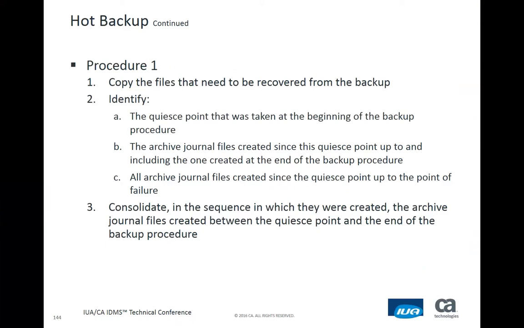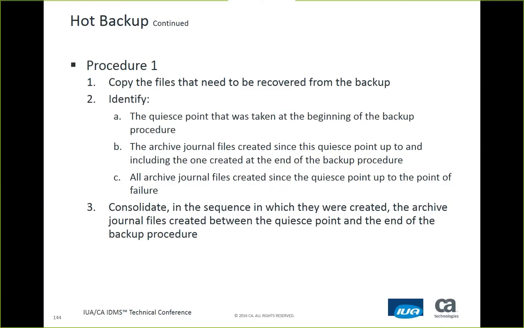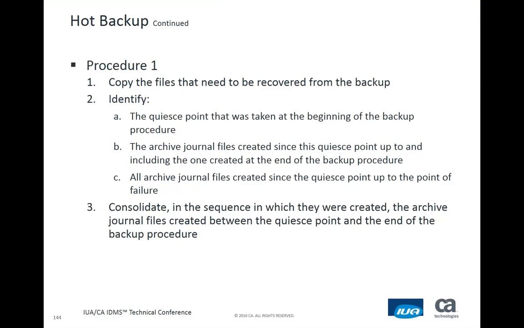And so you're going to want to identify first the Quiesce point that was taken at the beginning of the backup procedure. In other words, the point that started this whole hot backup. Then the archived journal files created since that quiescence point was generated, and the journal file created at the end of the backup procedure. So we're going to give the journal files created during the creation of the hot backup a special kind of status here. We're going to want to process them individually.